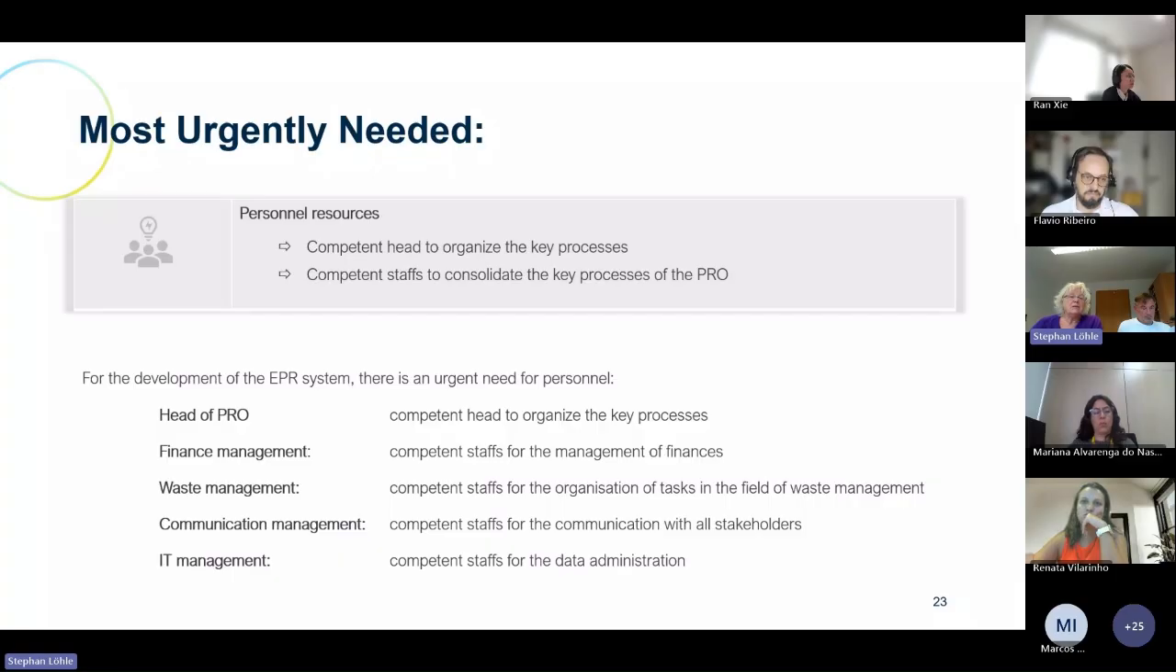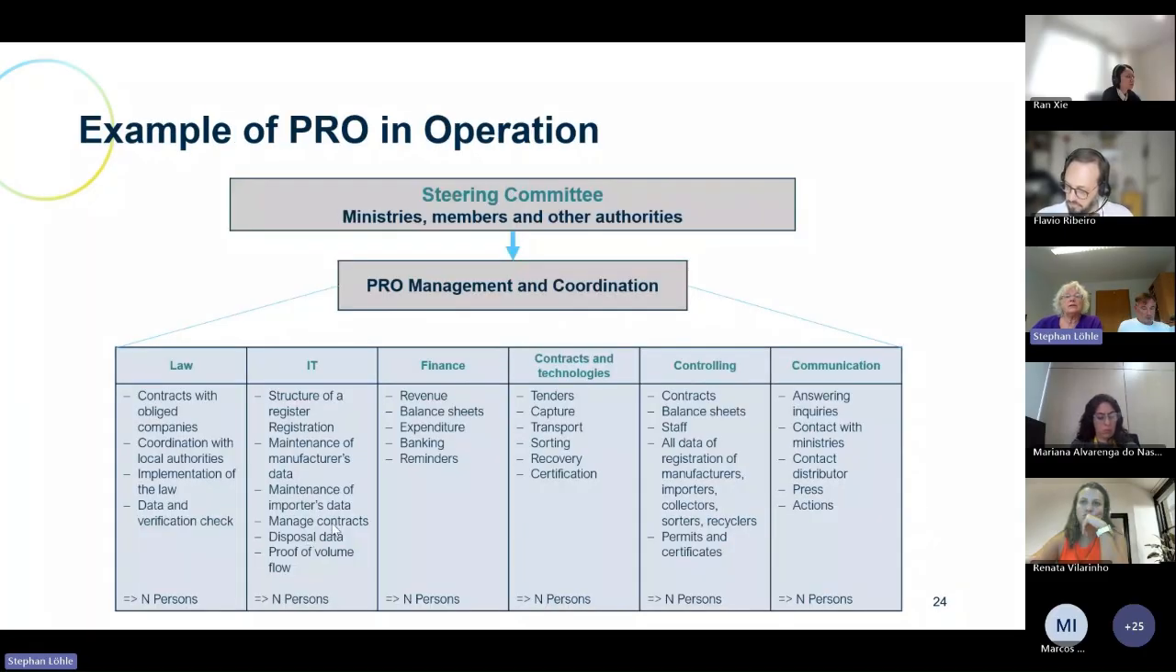What is urgently needed: the head, the finance management, the waste management, the communication management, and the IT management. And this is only an example with a steering committee, then the PRO management, and the departments in the PRO for law, for IT, for finance, for contracts, for controlling, communication. In a lot of countries, it's a little bit like this.